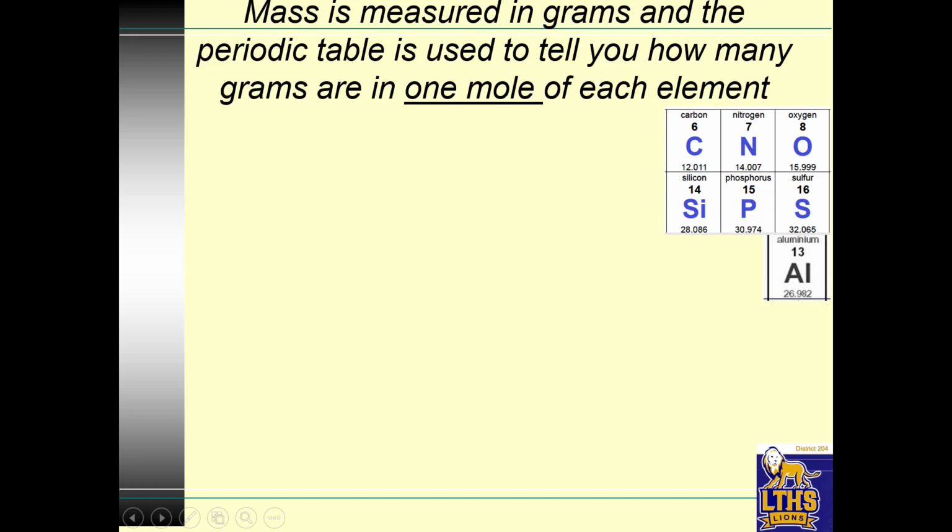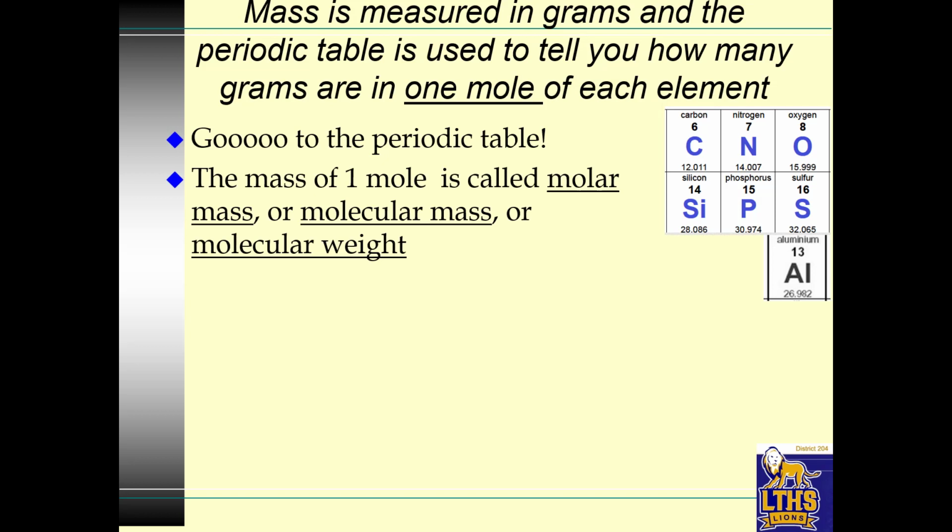Okay, mass. How does mass relate to moles? Well, instead of counting atoms, we can weigh them. And so if we want to know how much a mole of anything weighs, we can go to the periodic table and find out. So the mass of 1 mole is called molar mass, or molecular weight, or molecular mass. All of those are the same thing. That's how much 1 mole weighs. And 1 mole is Avogadro's number.